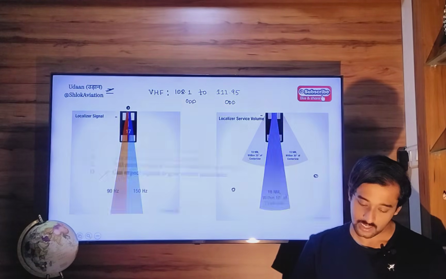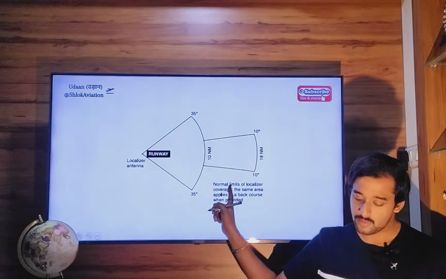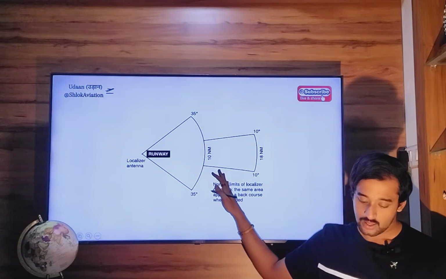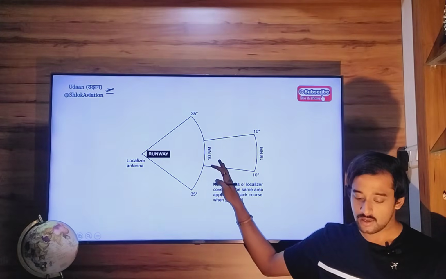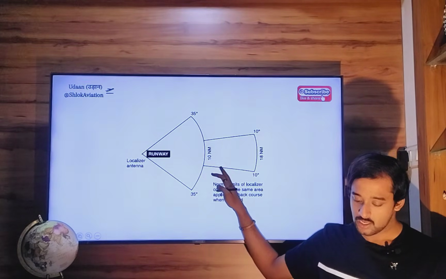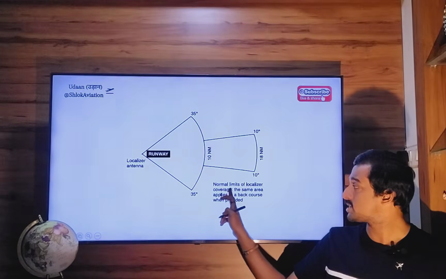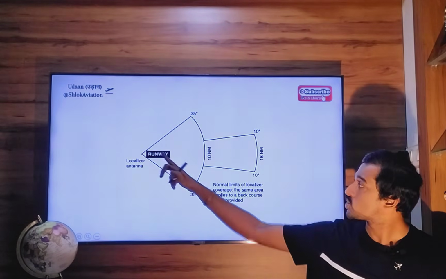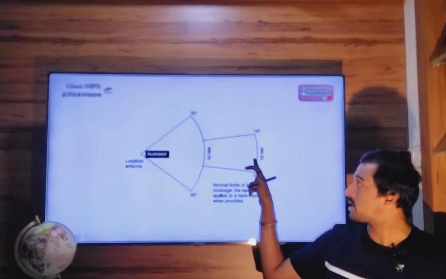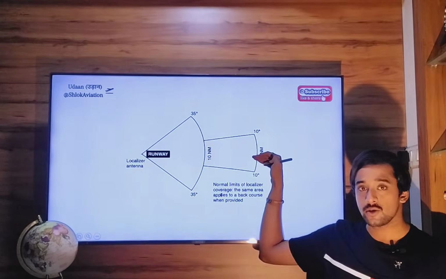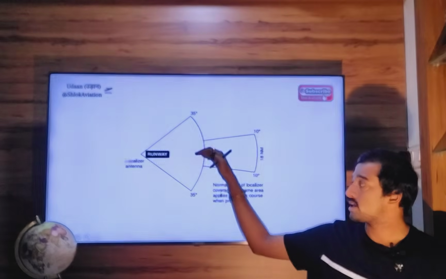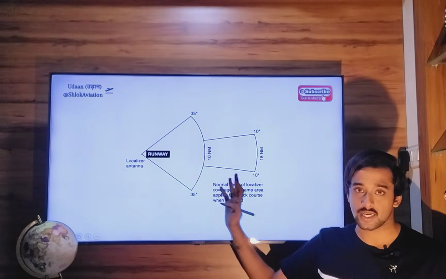Okay, next. So remember this localizer coverage sector, azimuth. The normal limits of localizer coverage, the same area applies to a back course when provided. So when you are away from the localizer antenna at a distance of 18 miles, you get 10 degrees either side of the center line. 10 miles away, 35 degrees either side of the center line.